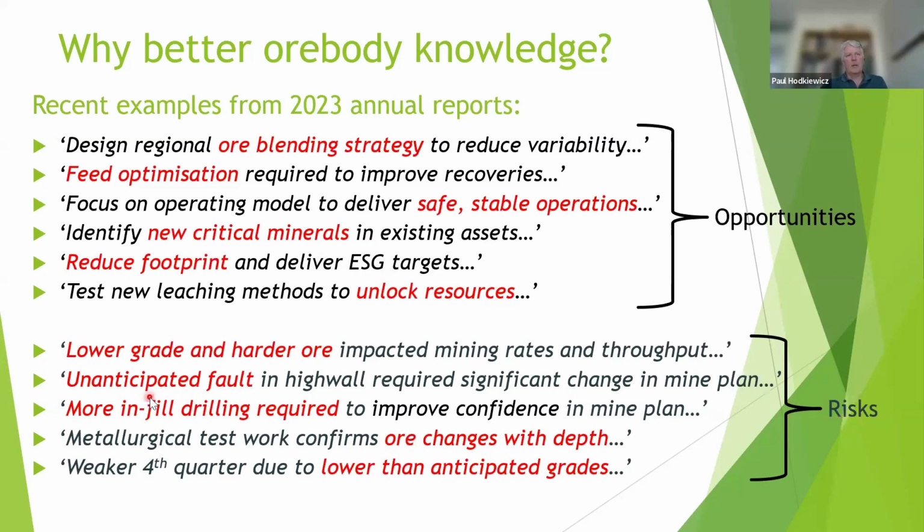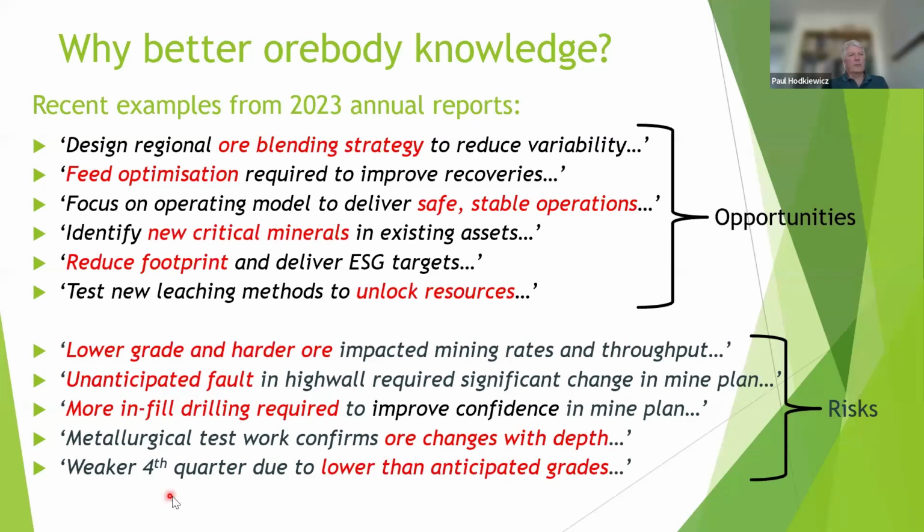And these are, again, the asset impairments that are not uncommon, where these are surprises that the company did not want to encounter. So in one case, lower grade and harder ore impacted mining rates and throughput. So that was a reason why they couldn't deliver on the promises. There was an unanticipated fault in a high wall that required a significant change to the mine plan. More infill drilling required to improve confidence in the mine plan. Metallurgical test work confirms that ore changes with depth. Should be no surprise, but in this case it was.